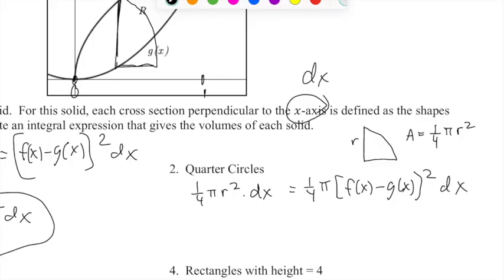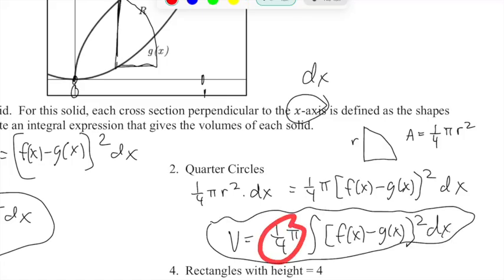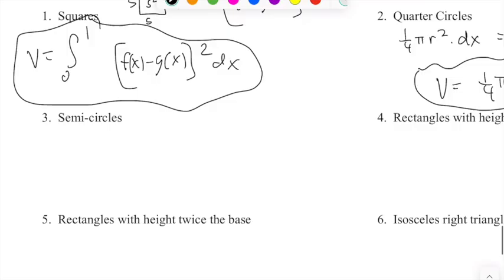And then if I wanted the volume, it is just going to be the integral of that function. And I did pull 1/4 and pi outside because it is a constant. And I did forget, this is from 0 to 1. Now what if I use semicircles?